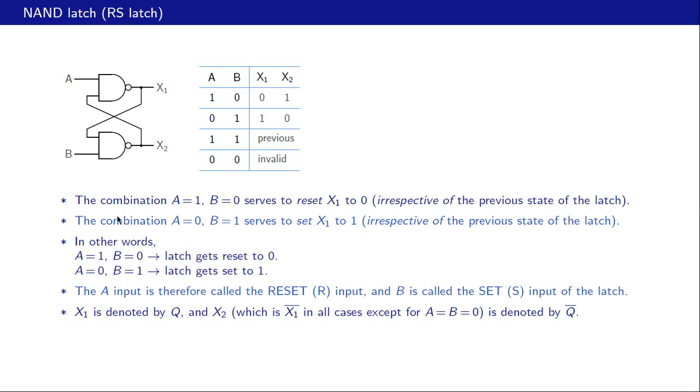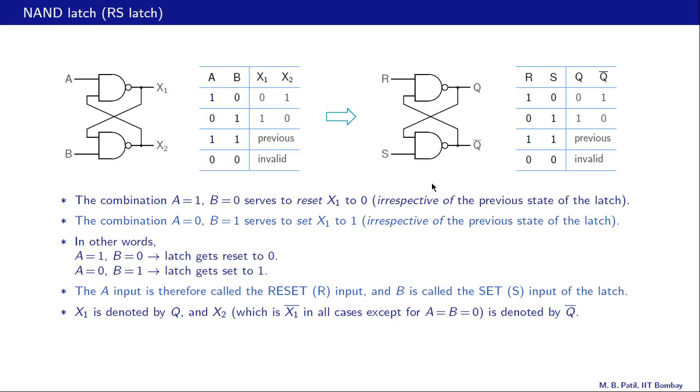The latch output x1 is denoted by q and x2 is denoted by q bar. And the reason for that is x2 is the inverse of x1 here as well as here. And if you recall, in the last slide we saw that in this third row, when a and b are both 1, x1 and x2 were inverse of each other. Only in the fourth row, x1 and x2 are not inverse of each other, but that row is anyway invalid.